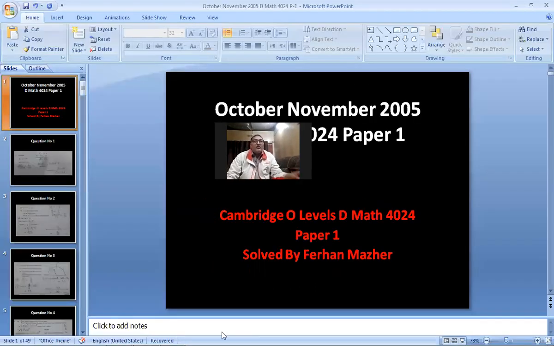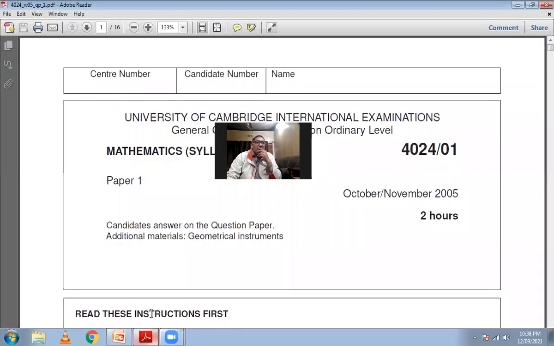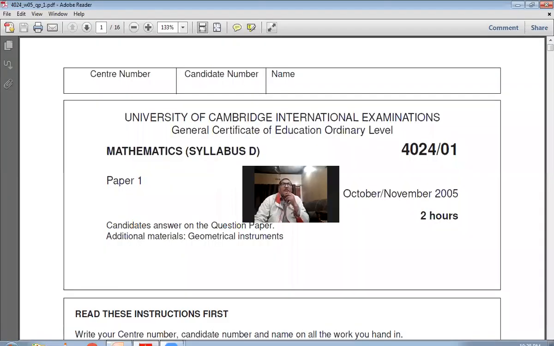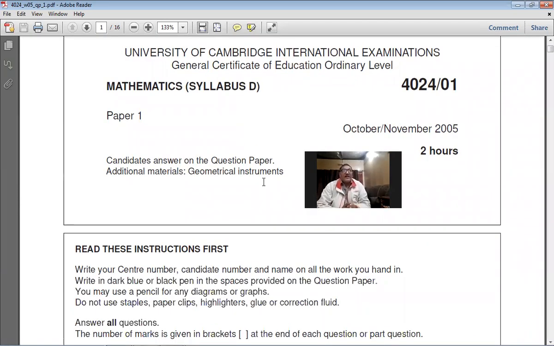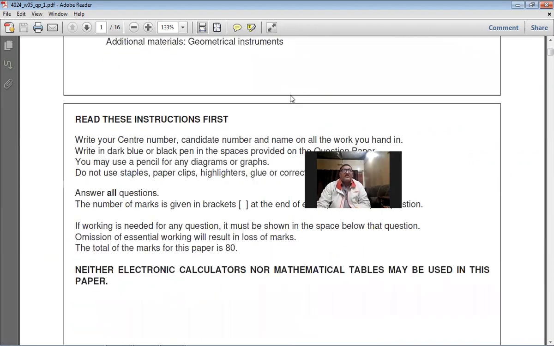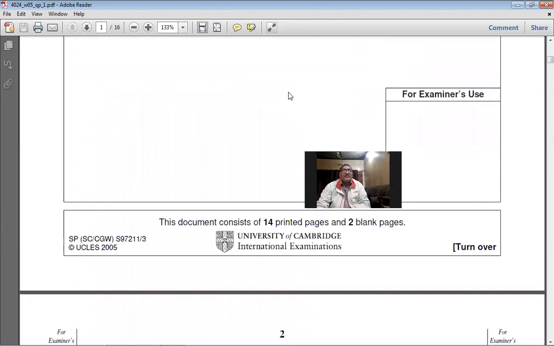Okay, so this is the paper we are working on. Here we go. October-November 2005, Mathematics, Syllabus D, 4024, paper 1, time allowed 2 hours. So let's start.